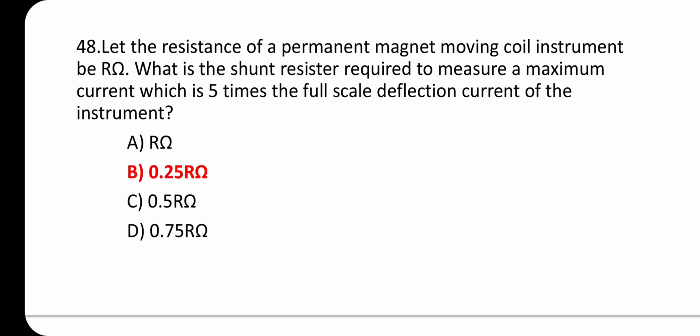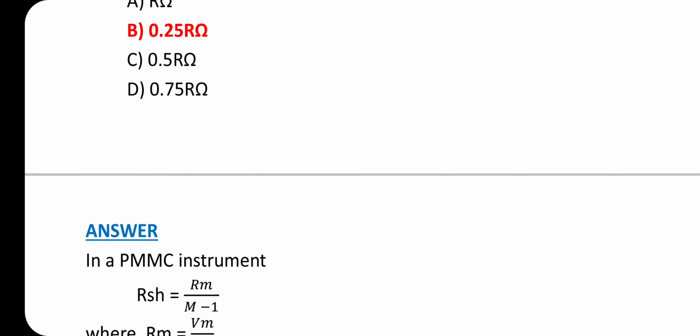48. Let the resistance of a permanent magnet moving coil instrument be R ohm. What is the shunt resistor required to measure a maximum current which is 5 times the full scale deflection current of the instrument? Answer is option B, 0.25 R ohm.